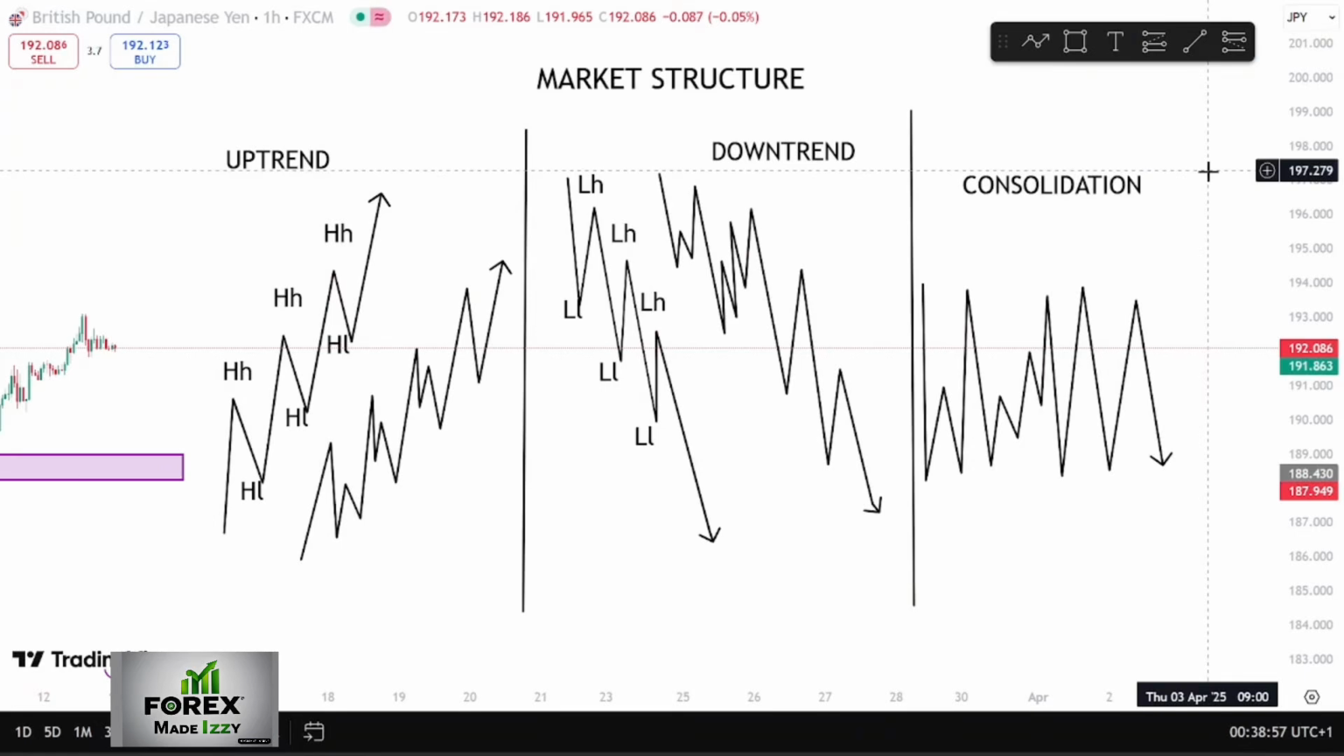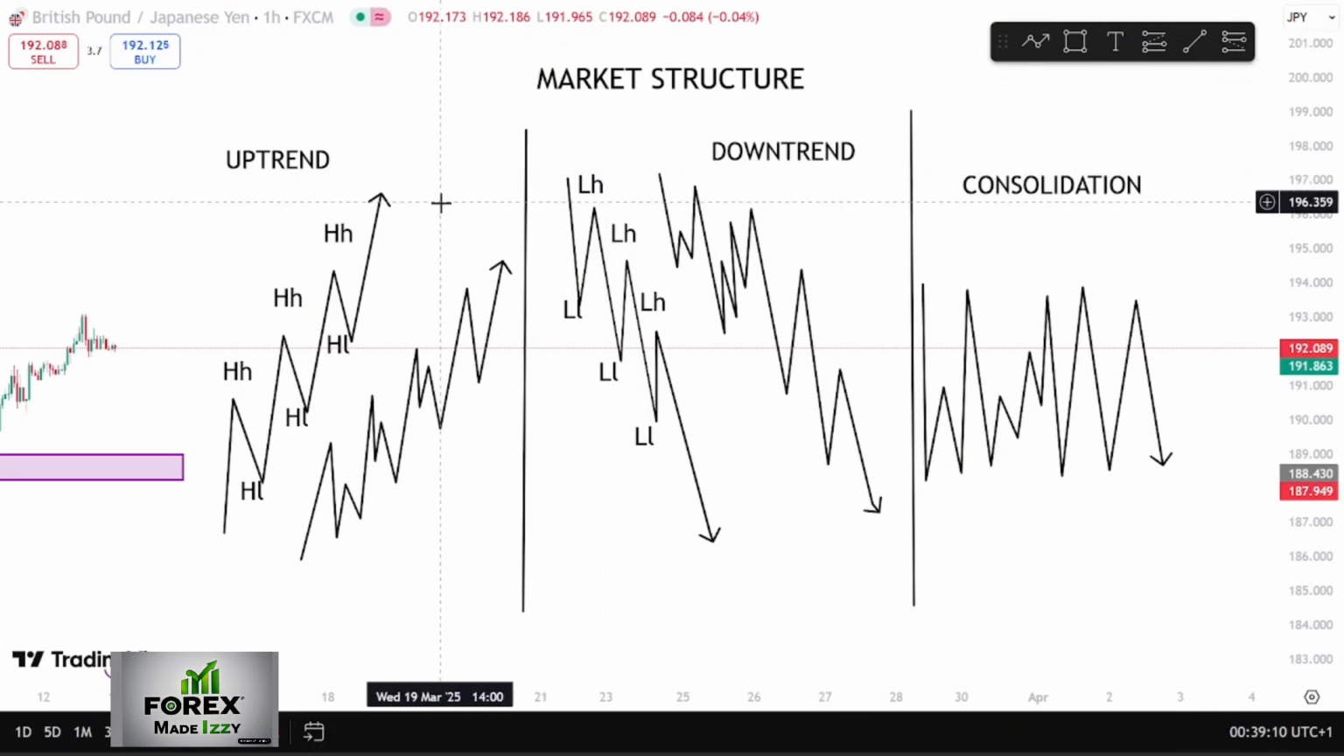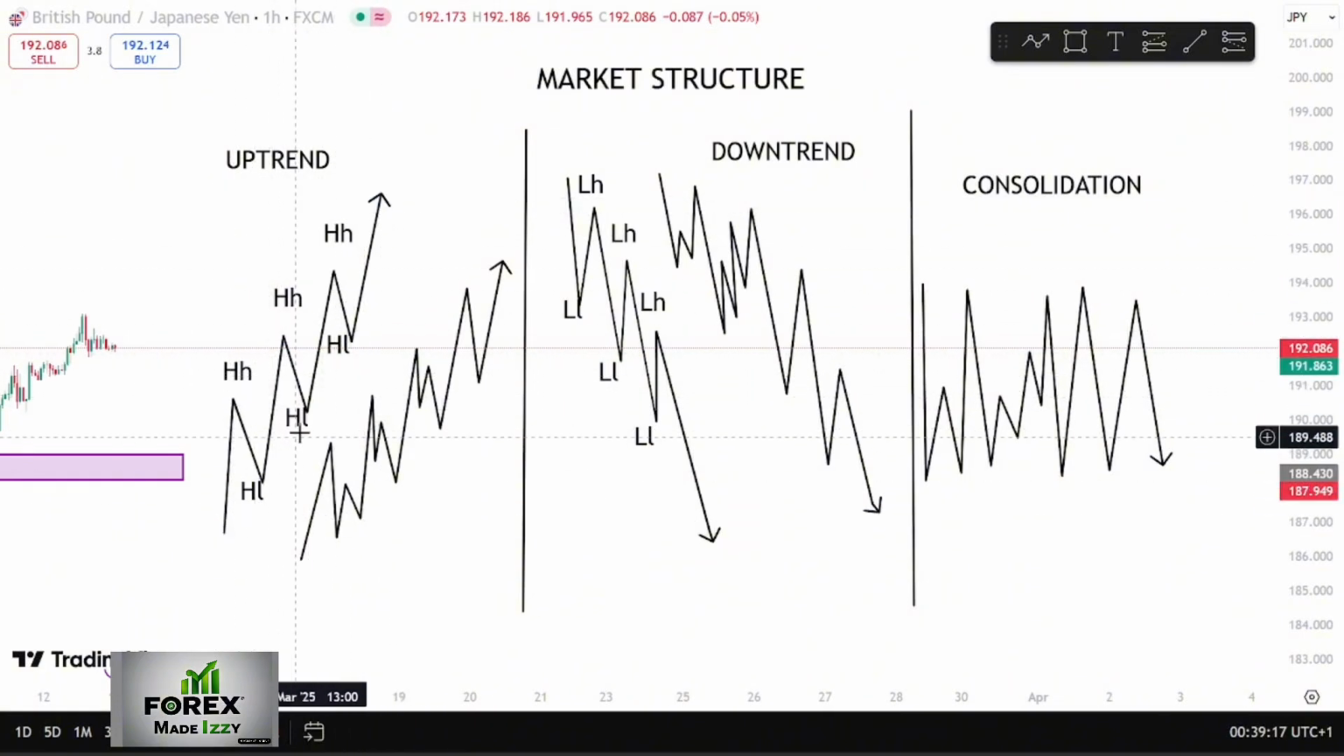So as you can see on my screen, we have the uptrend, we have the downtrend, and we have the consolidation trend. These are what make up the market structure. Now let's start with the uptrend here. You can see that it has a series of highs and a series of lows, right? The HH stands for the higher high and the HL stands for the higher low.